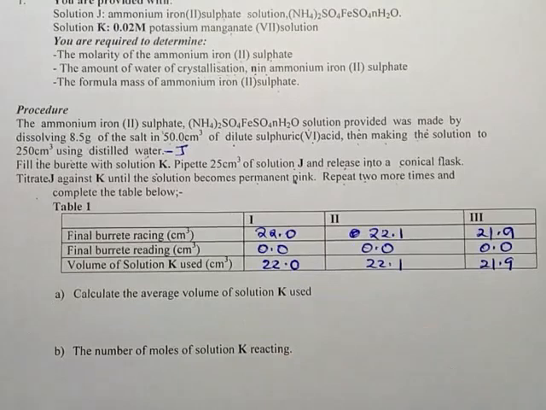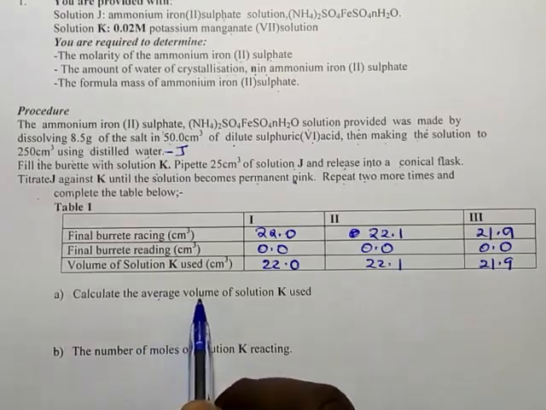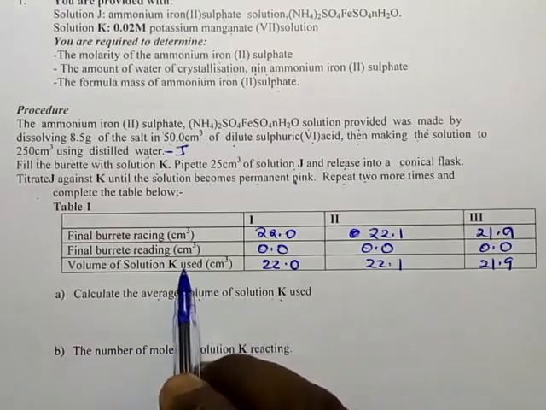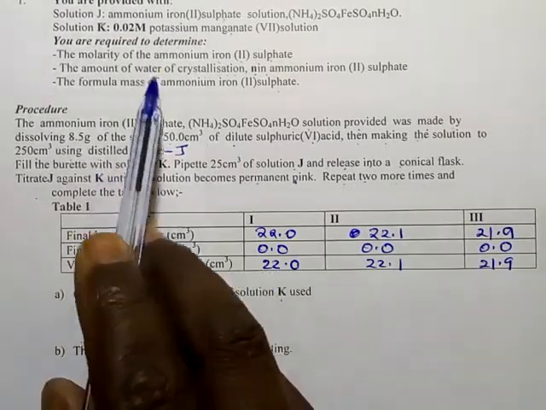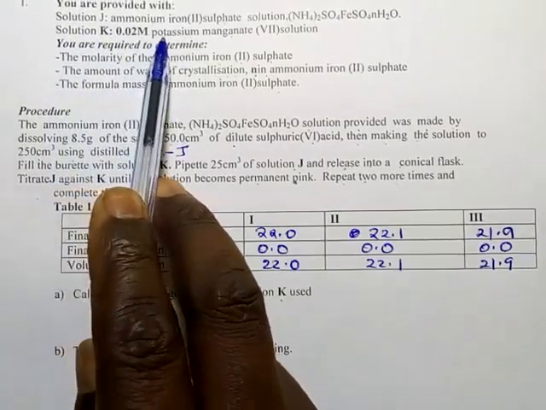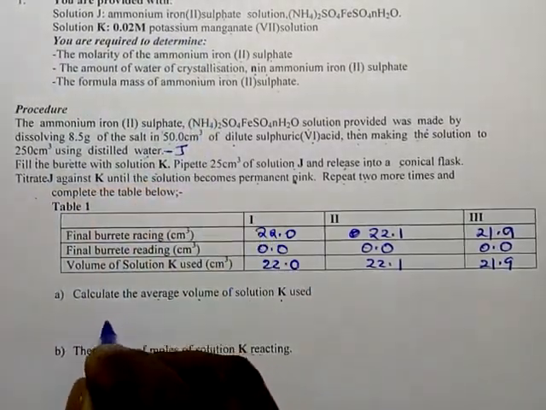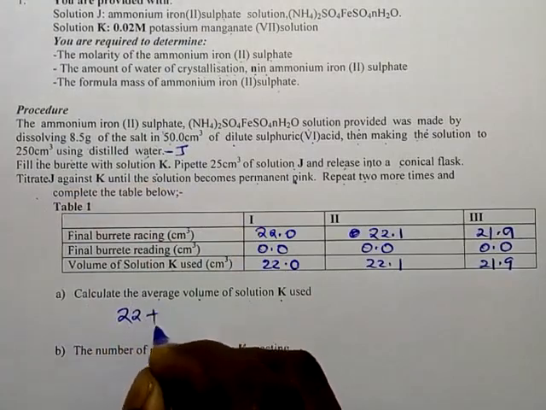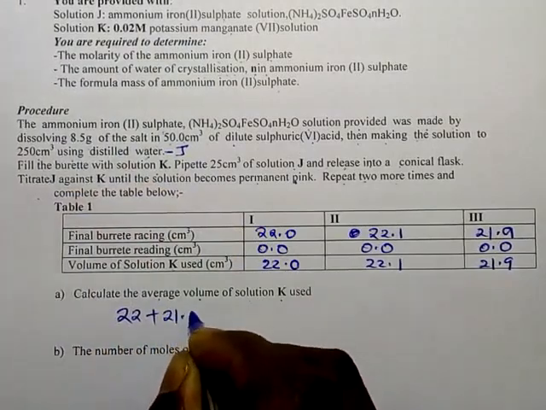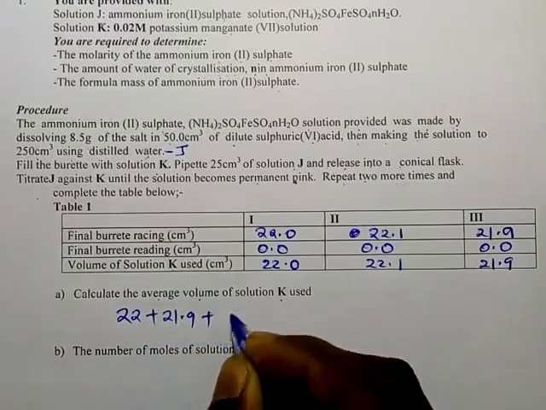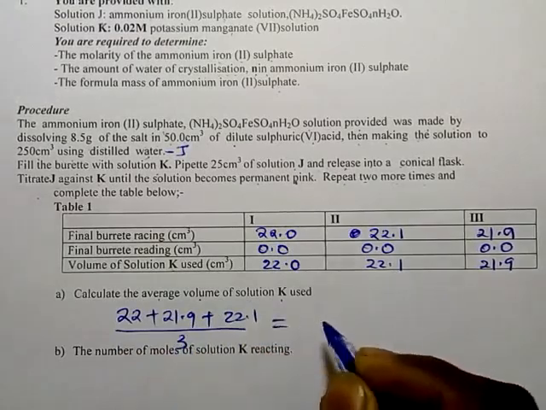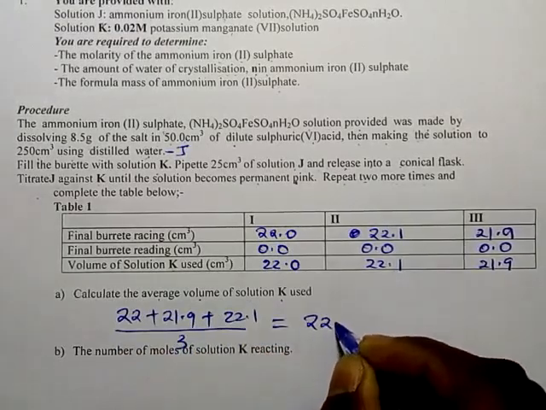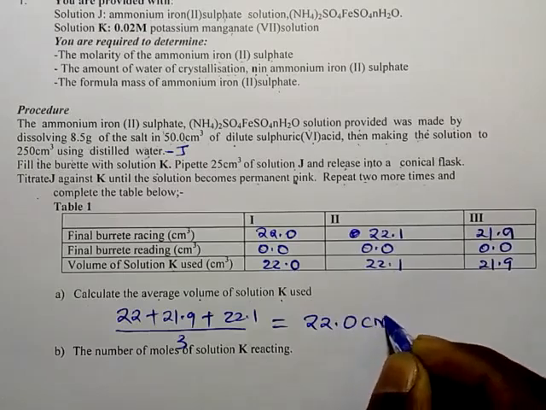Let us go straight and get the average volume. Calculate the average volume of solution K. So this is solution K, and remember solution K is potassium permanganate. So the average is 22.0 plus 21.9 plus 22.1 divided by 3. This is going to give us 22 centimeters cube.